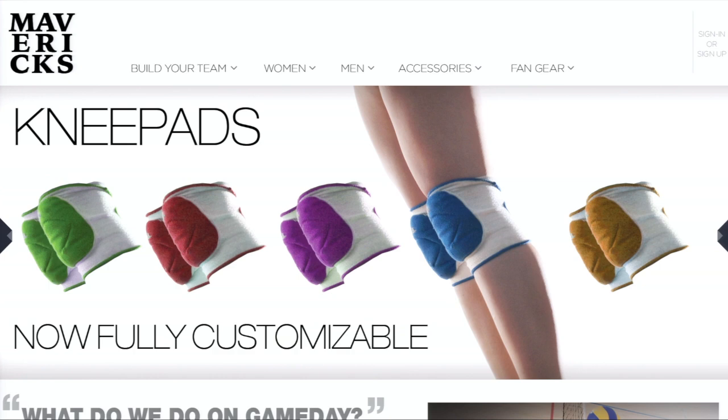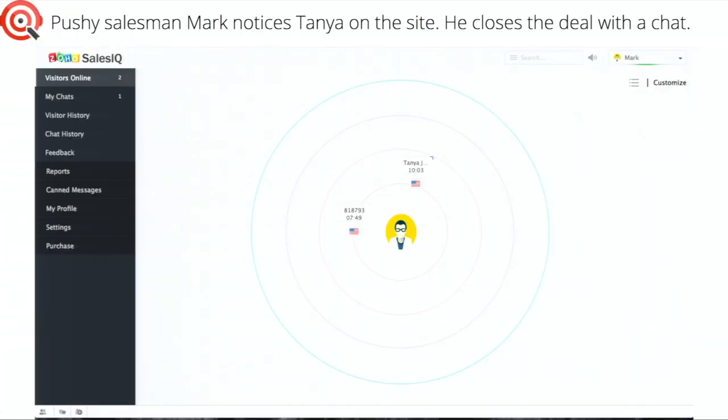So here you go. You have a special going out and your customers are seeing it. Make sure that the content reflects that when people come back. Of course, Mark is now on his third ham sandwich, and he notices Tanya on the site. So this is again Zoho SalesIQ. That's the logo on the top left.